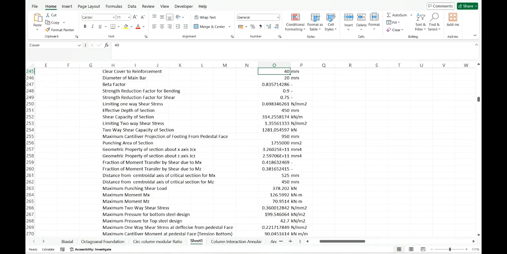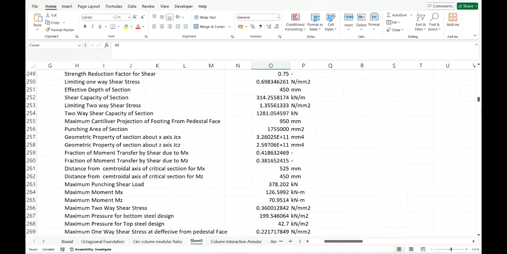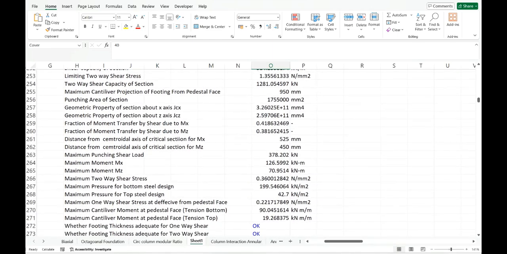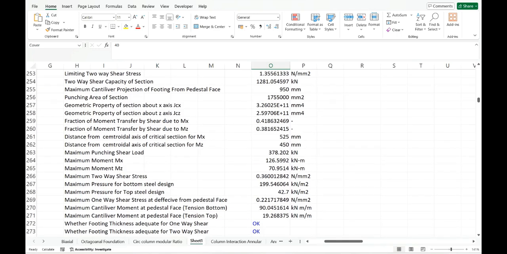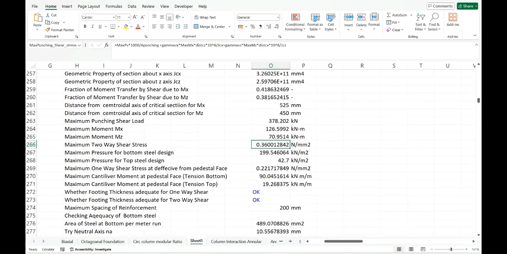we calculated the limiting two-way shear stress. We are calculating the shear capacity of the section. Then we did the punching shear area calculation, the punching shear calculation basically, and again we are using purely ACI 318 provisions. We carried out all these calculations based on ACI 318 provisions, and we generated the two-way shear stress, which is 0.36 Newton per mm squared, as you can see here, the maximum two-way shear stress, and we have a limiting value of 1.35. So as you can see, the two-way shear stress as well as the one-way shear stress is well within limit.